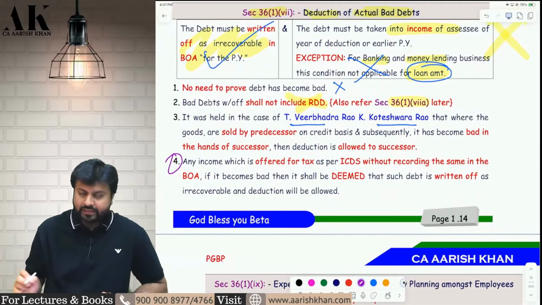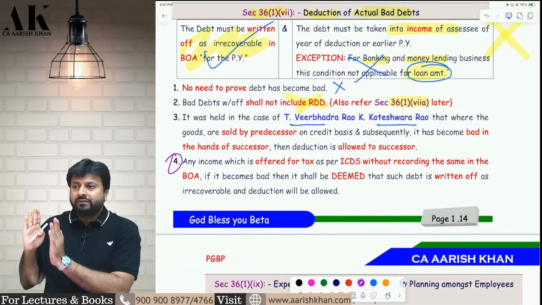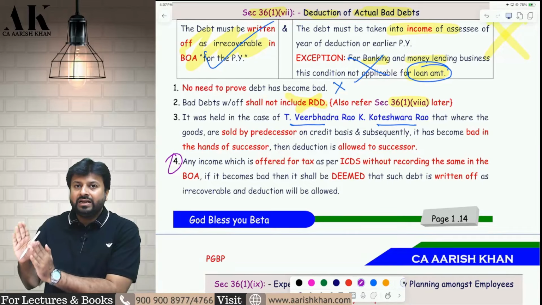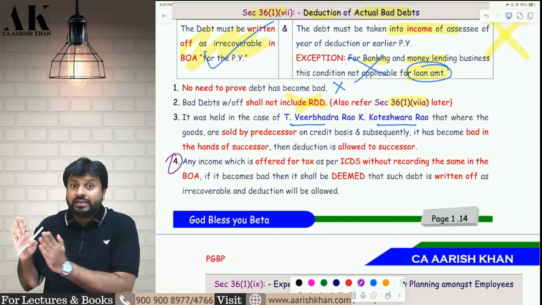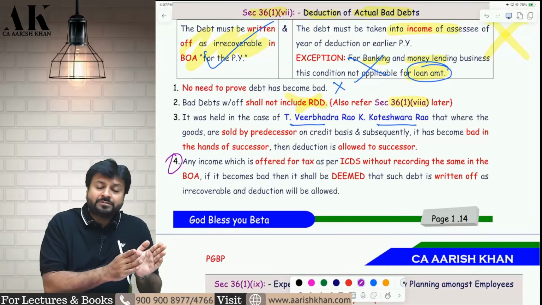Then comes the fourth point, a very dangerous point. Sir, there are certain incomes which are not taxable under accounts, but they are taxable under tax. They are not taxable under accounts, but they are taxable under tax because of ICDS.